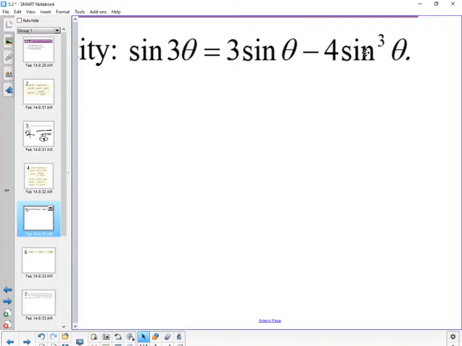1 minus sine squared, that's cosine squared, right? 3 sine of theta times 1 minus sine squared. Yeah. So then we would have 3 sine theta times cosine squared theta. And after that we would, because sine squared plus cosine squared equals 1, so you have sine squared theta plus cosine squared theta equals 1. Just move it over here. The cosine squared theta would equal 1 minus sine squared.